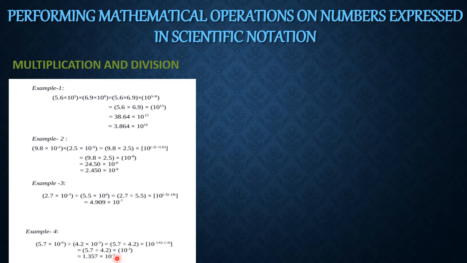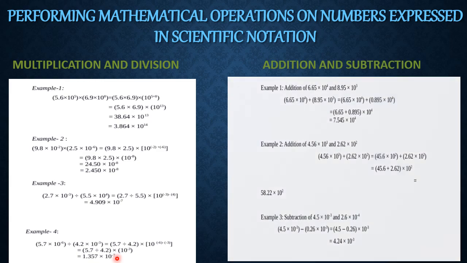Now we'll go to the next calculation. This calculation of scientific notation is with respect to addition and subtraction. Under addition, I will explain one example, and under subtraction also, I will explain one example. So this is the example: addition of 6.65 into 10 to the power 4 and 8.95 into 10 to the power 3. This is in the form of an equation. Now please concentrate on the 10 to the power. This is 10 to the power 4. This is 10 to the power 3.